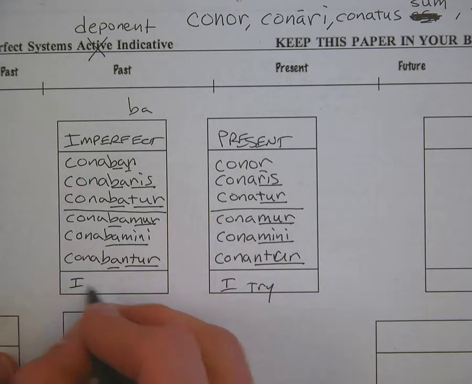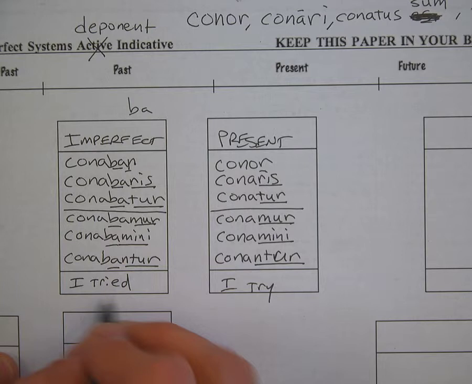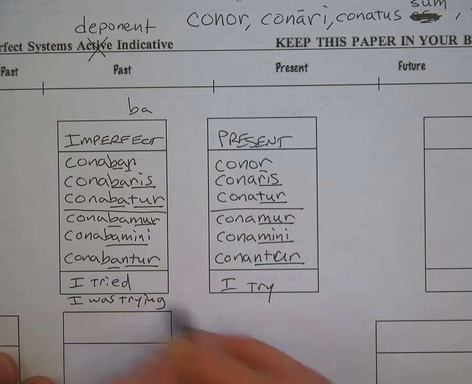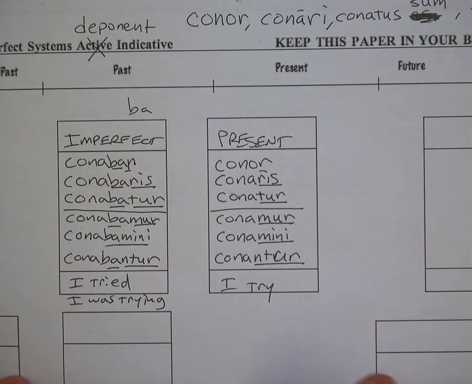And you'd say I tried, or I was trying. Remember, it has that idea that it was going on. I was trying, or I tried. You could do either one, as long as you have that idea that the action was going on for a while.